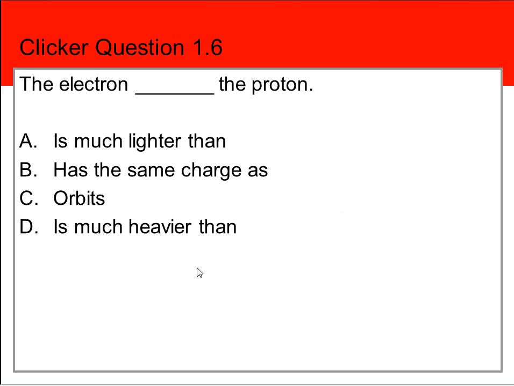Clicker question 1.6. The electron blank the proton. Choose the best answer from these four.